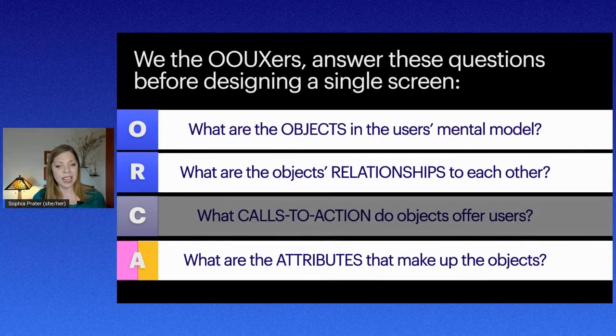So today, we're actually going to be focusing on the O and the R and the A of ORCA: objects, relationships, and attributes. We're not going to be getting into calls to action too much. So we're really just focusing on, I guess, the ORA process right now.